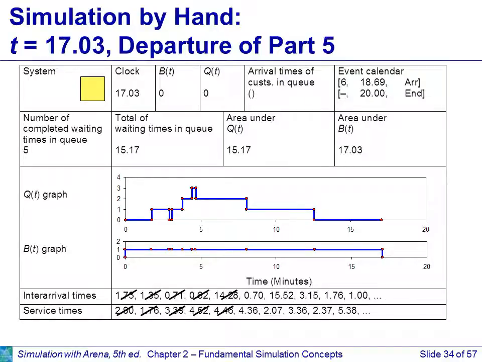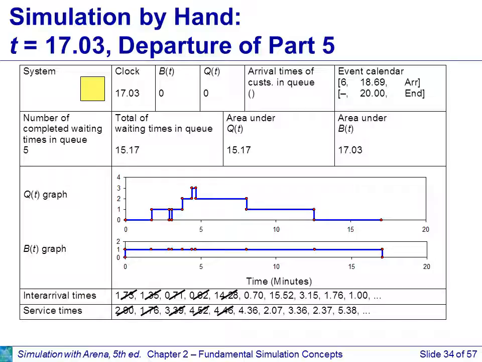17.03. And so at 17.03, part 5 departed, so now the machine is idle because there are no parts to seize it. And so we have 0 here, 0 here. We still have the same number of waiting times in the queue, the same total of waiting times in the queue, and the same area under the queue, because we don't need to add anything here, right? This area is just 0. But the area under BT has changed, right? And basically it's 1 multiplied by all this time, which is 17.03.